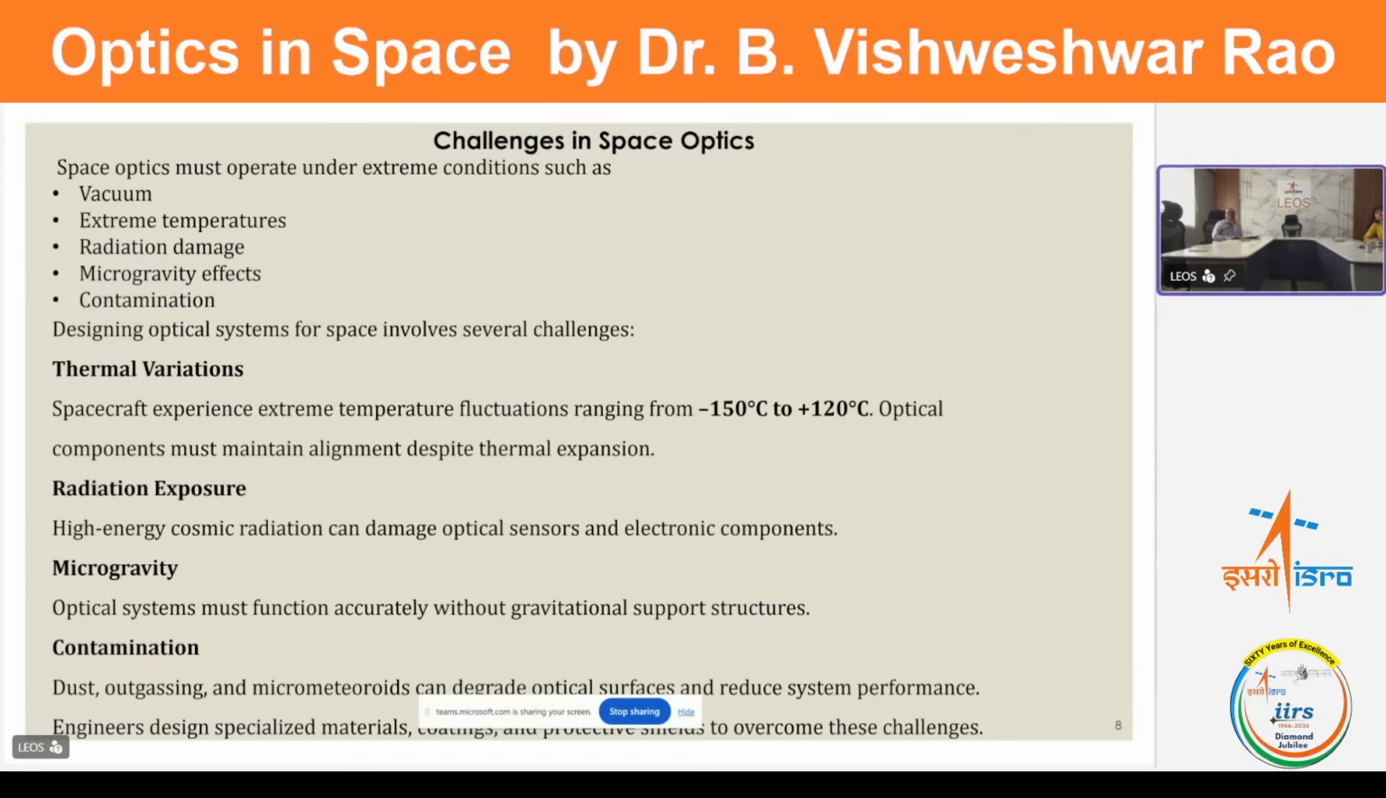Coming to the challenges in space optics, we know it is in extreme conditions such as vacuum, extreme temperatures, and radiation of other wavelengths, which can damage the telescope. There will be microgravity effects when it is going to deep space, and contamination. In designing optical systems, we have to take care of all these challenges and design an optical system which can withstand them. The spacecraft experiences extreme temperature fluctuations, going from minus 150 degrees to plus 120 degrees.